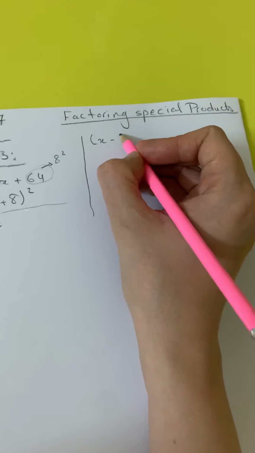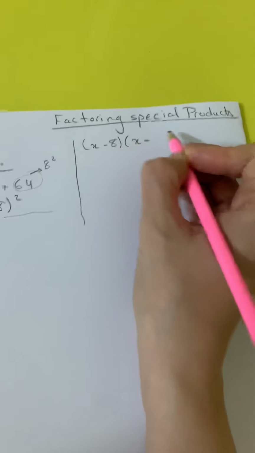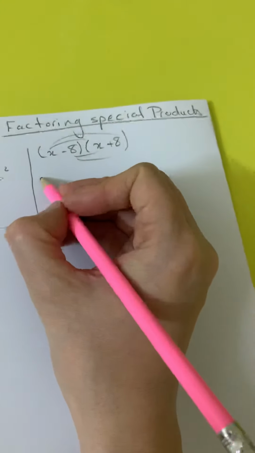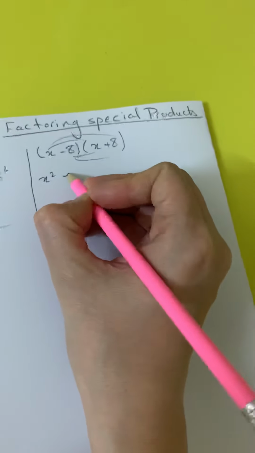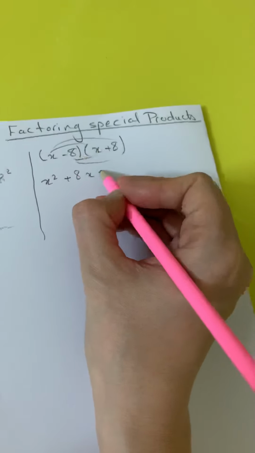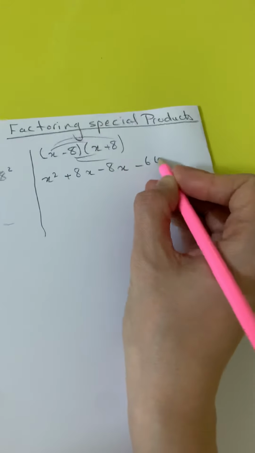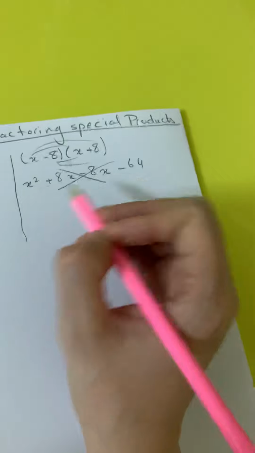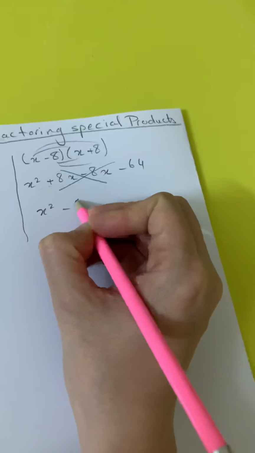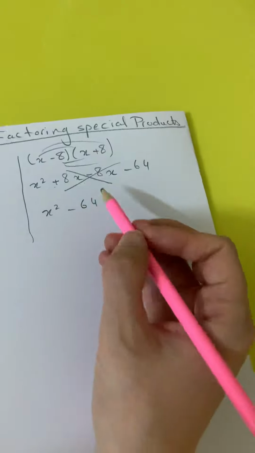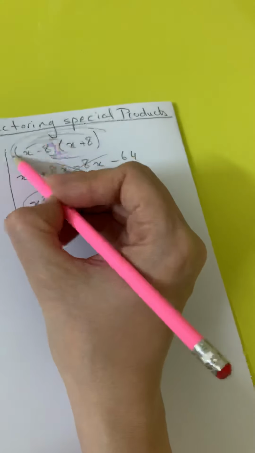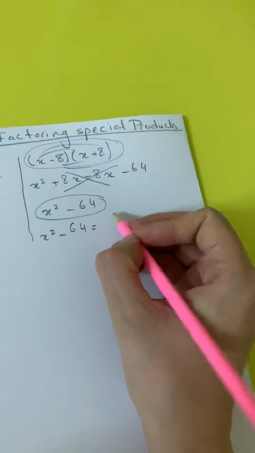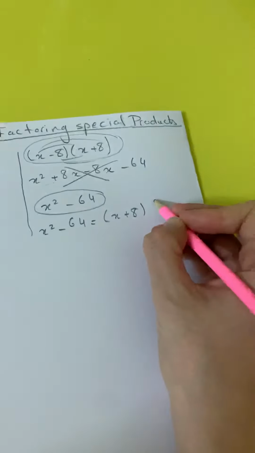Let's say, for example, if you have x plus 8 times x minus 8, and we apply the distributive property, it will be x power 2 plus 8x minus 8x minus 64. 8x minus 8x is 0, so the answer is x power 2 minus 64. So this one is equal to this one: x power 2 minus 64 is equal to (x plus 8)(x minus 8).